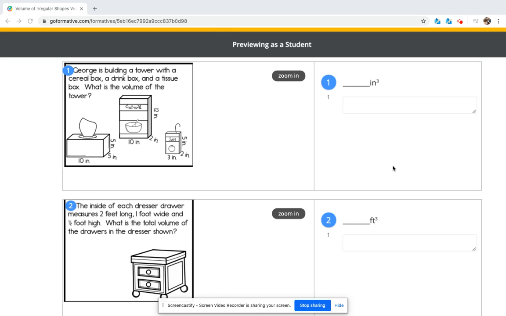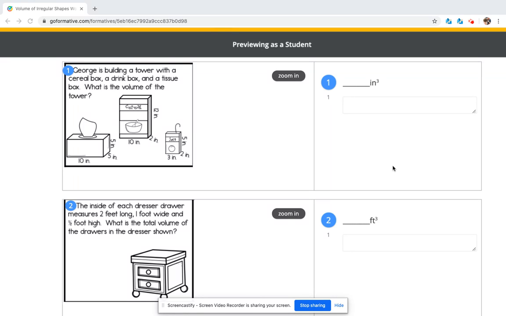Hey guys, so in this video, I am going to walk you through the formative of finding volume of irregular shapes. What's a little bit different about this one is you are going to be looking at word problems and some pictures to help you solve the problem that it is asking you. So I am just going to walk you through each question and kind of explain how you would do it rather than showing you an example like I did last week.